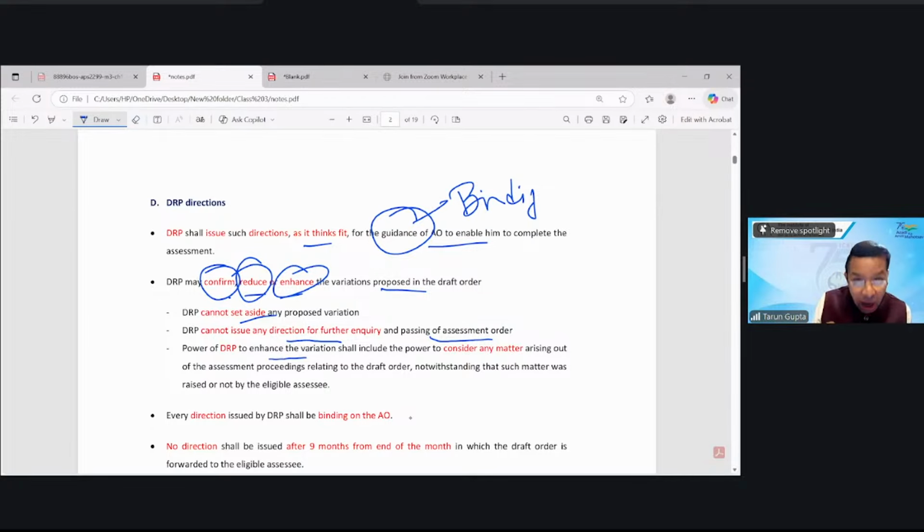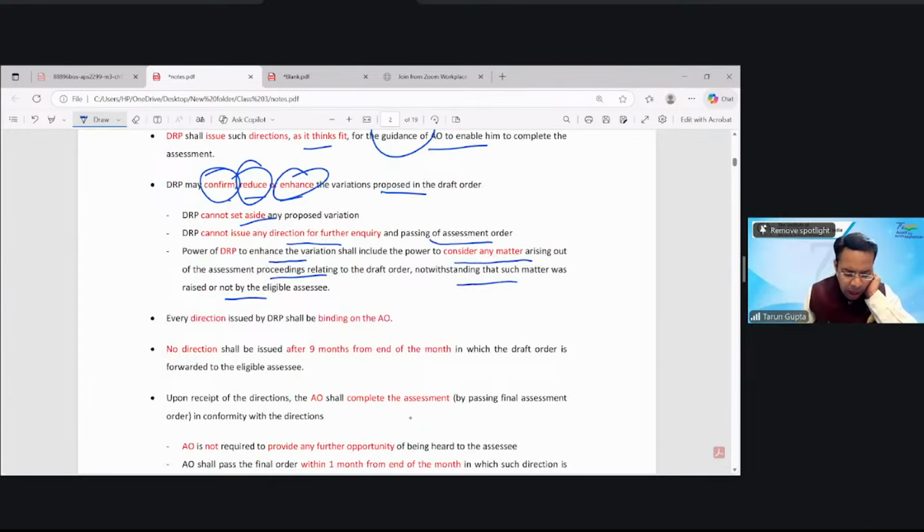Power of DRP to enhance the variation, mind it, shall include power to consider any matter arising out of the assessment proceeding relating to the draft order, notwithstanding that such matter was not raised by the eligible assessee. So remember, the expense A which was allowed by AO, still DRP can disallow. Every direction issued by DRP shall be binding on the AO. Though it says for the guidance, it's binding.